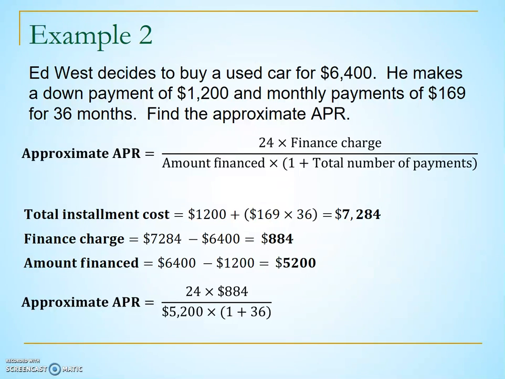Now we can plug in this $884 finance charge, the $5,200 amount financed, and the 36 payments into the formula. We end up with a numerator value of $21,216 divided by a denominator value of $192,400, resulting in an approximate APR of 0.110 or about 11% APR.